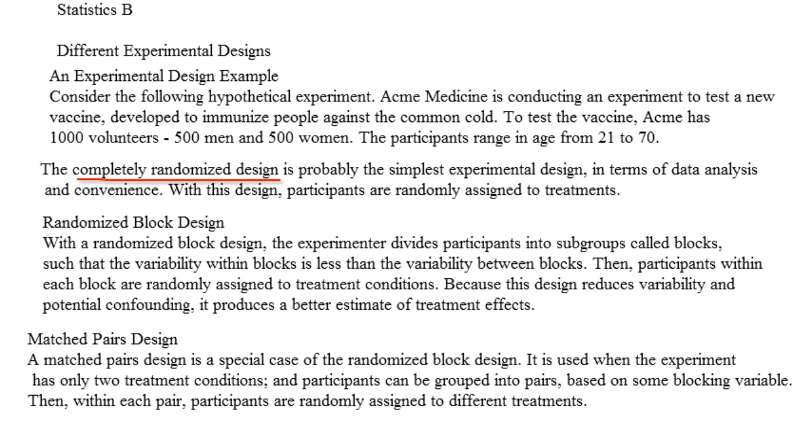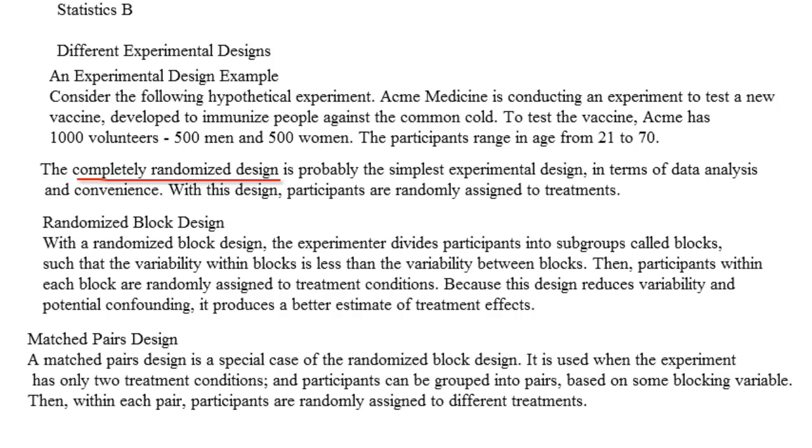Now, randomized block design. The experimenter divides participants into subgroups called blocks, such that the variability within the blocks is less than the variability between the blocks. Then the participants within each block are randomly assigned to treatment conditions. Because this design reduces variability and potential confounding, it produces a better estimate of the treatment effects.